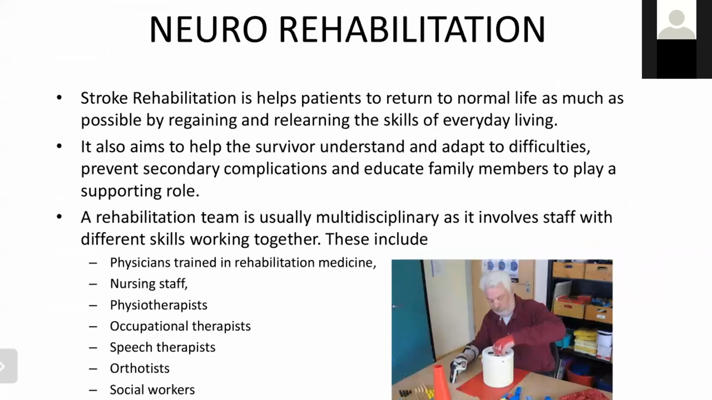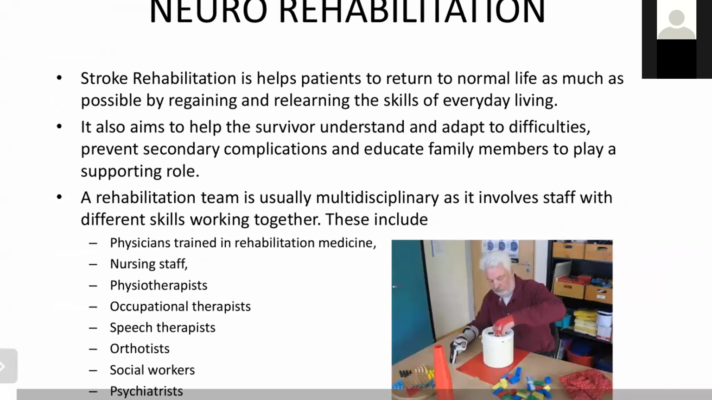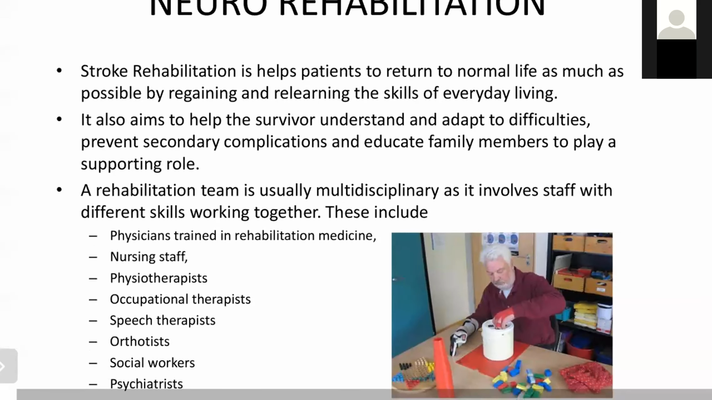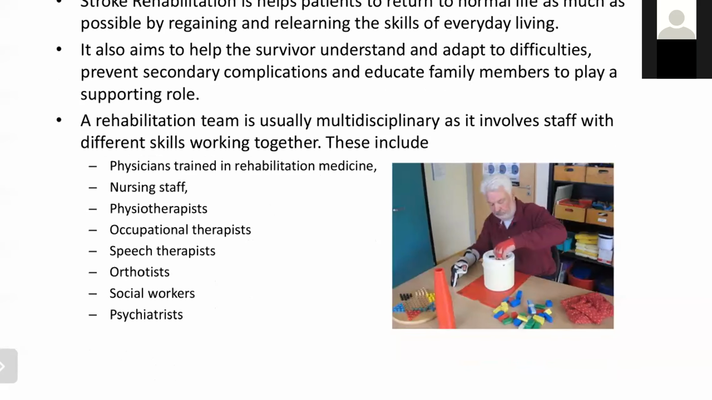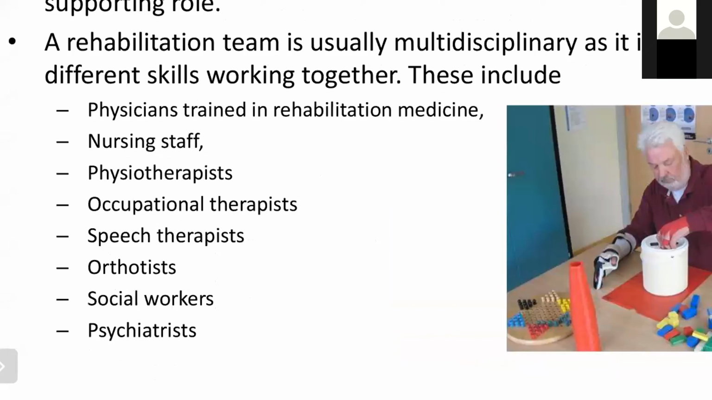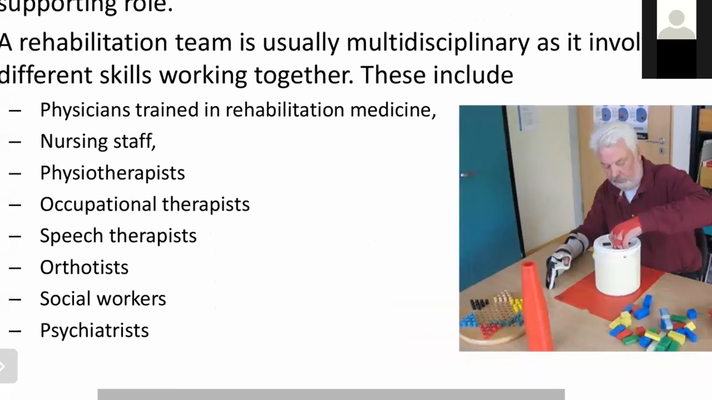A rehabilitation team is usually multidisciplinary, working together. These include physicians trained in rehab medicine, nursing staff, physiotherapists, speech therapists, and social workers. So all of them play a role in the rehabilitation of this patient. This is how we should treat stroke.